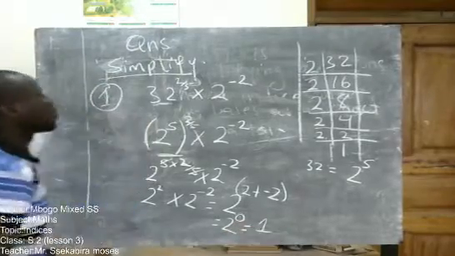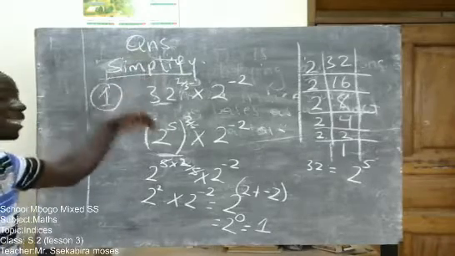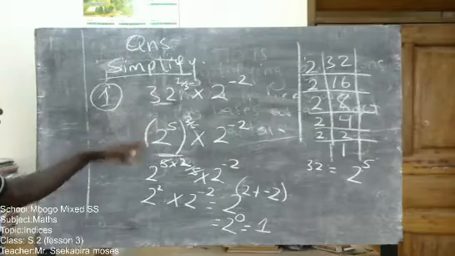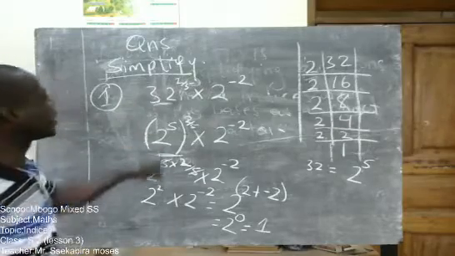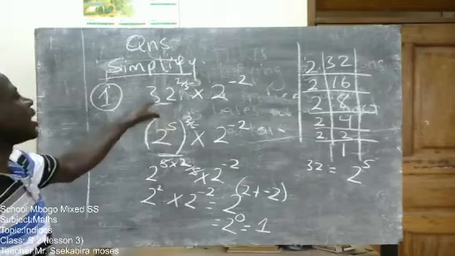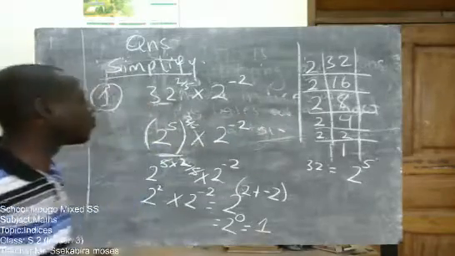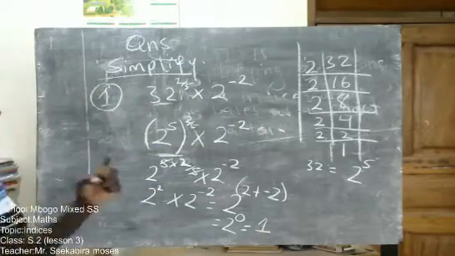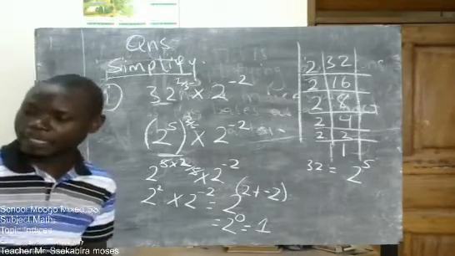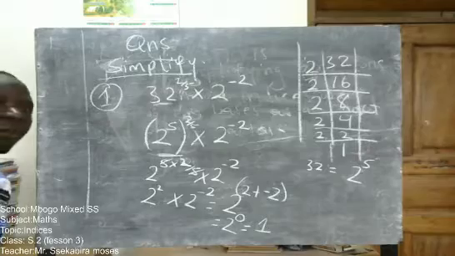So we have simplified this one by applying the rules governing indices. Another idea we have applied: please never simplify indices when the bases are not prime numbers. The base must be a prime number. Therefore, you should always express the base as a product of prime factors.